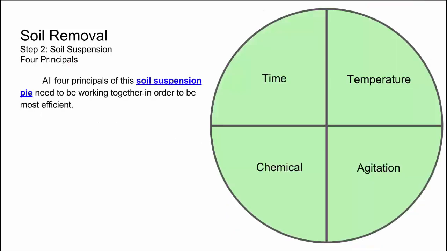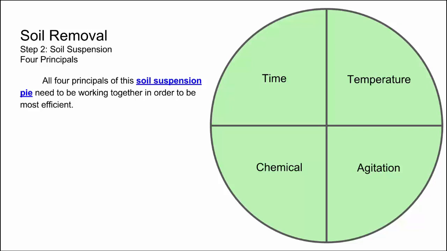So now that we've looked at all four of those principles, we're going to put them all together. If you look at this pie on the right hand side, this is going to be called the soil suspension pie. All these things are going to work together. So we have the time, the temperature, the chemical, the agitation. They all work together to achieve one thing, and that's soil suspension.